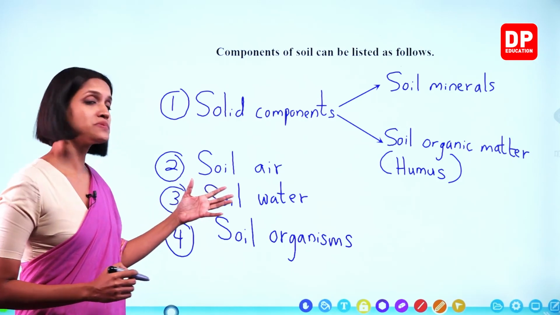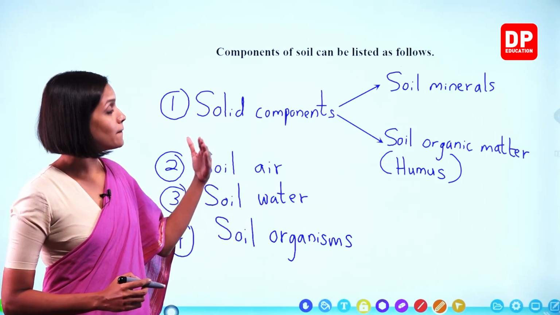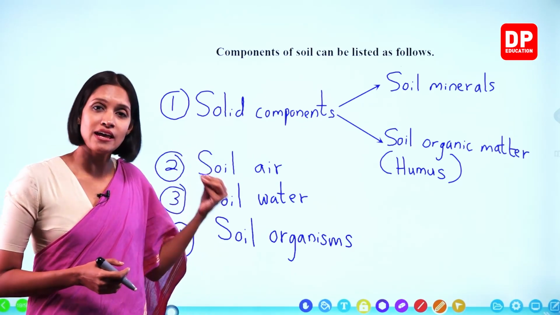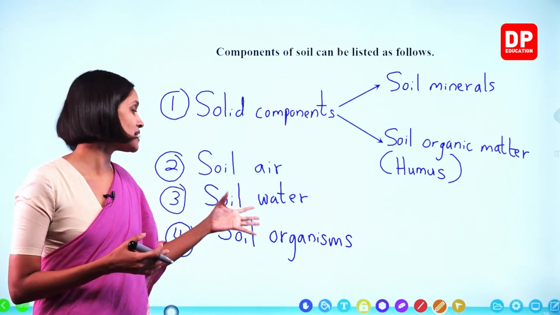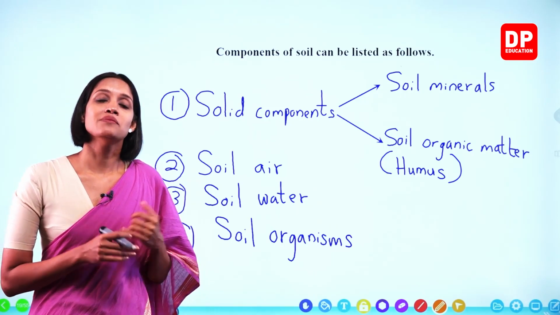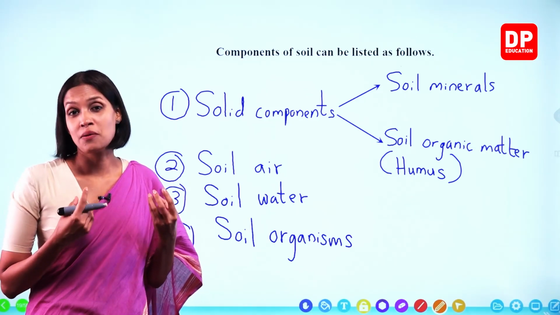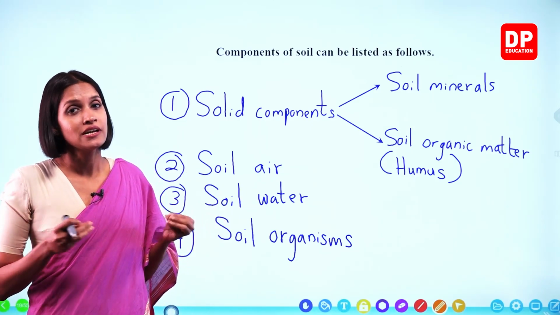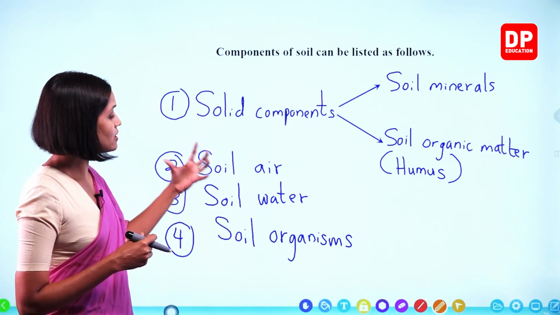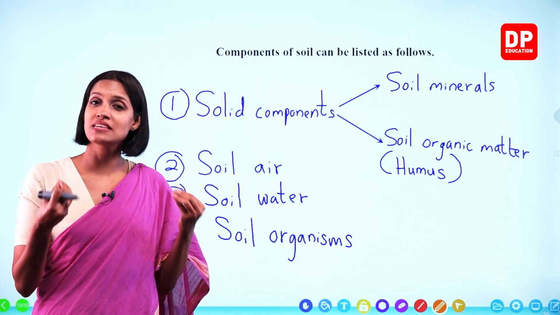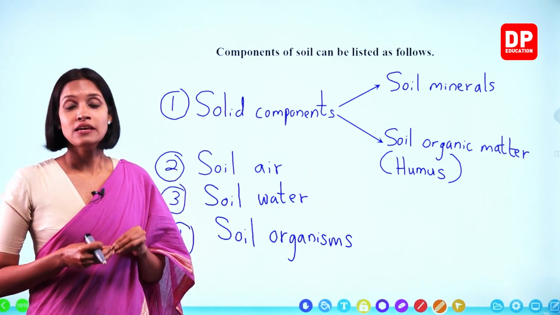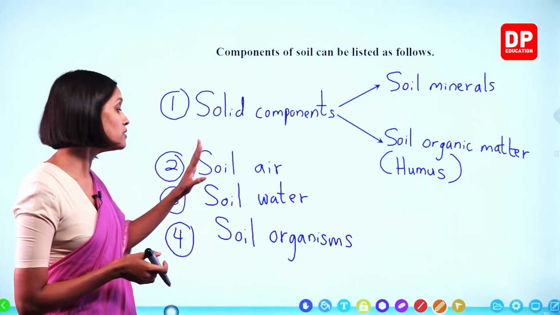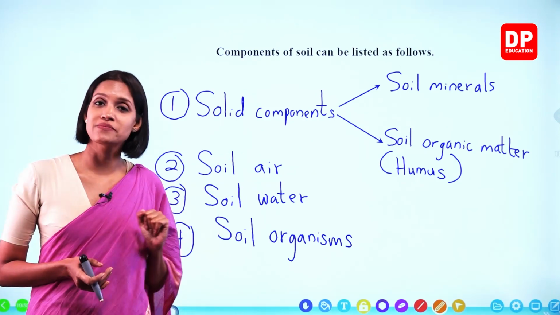Soil organisms: there are two types of organisms, macroorganisms and microorganisms. Macroorganisms means the animals that we can see that are living in soil. Millipedes, centipedes, some beetles, you must have seen some snails and earthworms. They come under macroorganisms because we can see them with our naked eyes. Even though we can't see them, microorganisms are also there. So they all come under soil organisms.